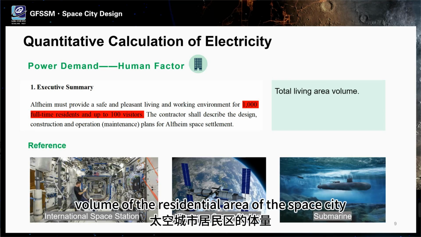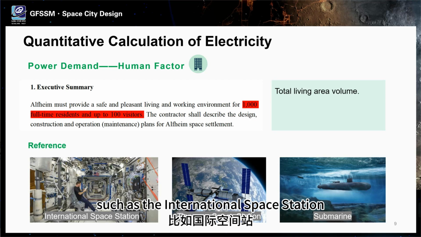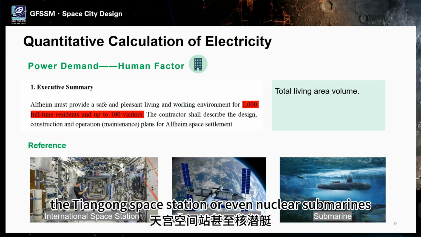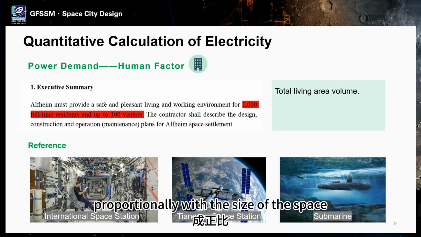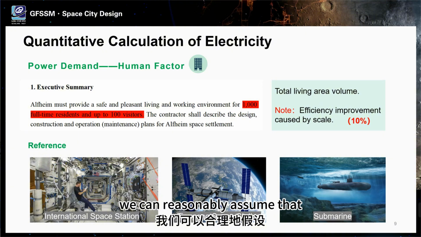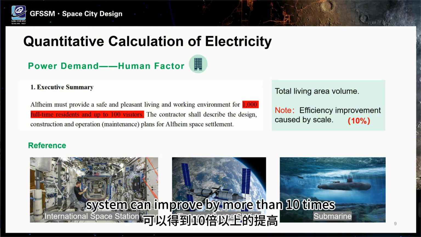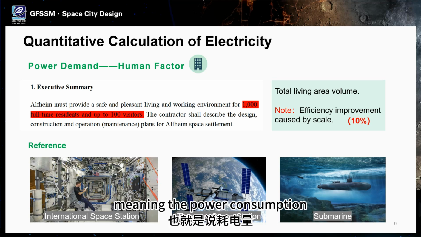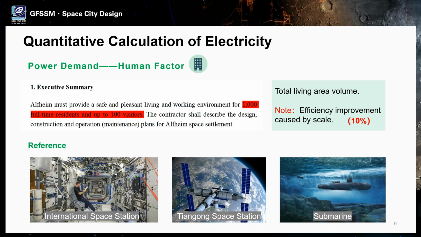We can estimate the volume of the residential area of the space city and then compare it with similar enclosed environments, such as the International Space Station, the Tiangong Space Station, or even nuclear submarines. Simply assuming that power consumption increases proportionally with the size of the space might lead to an overestimate. We can reasonably assume that, because of the economies of scale, the efficiency of the entire system can improve by more than 10 times, meaning the power consumption could be only 10% of that of the International Space Station for the same volume.